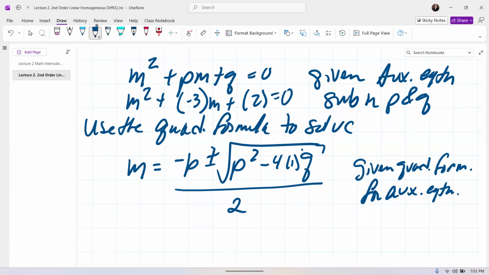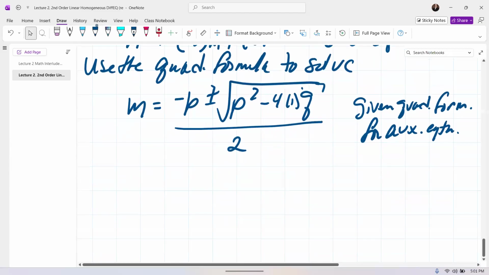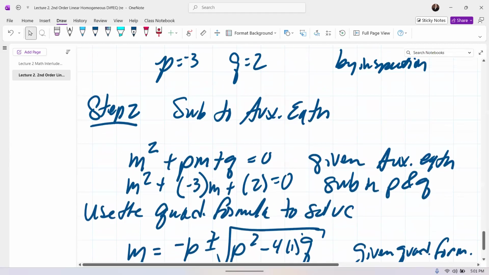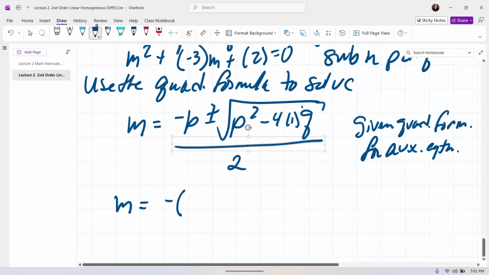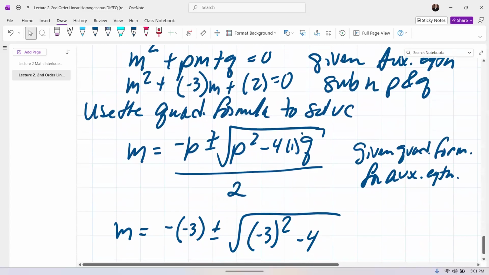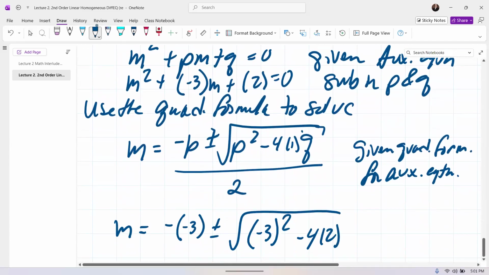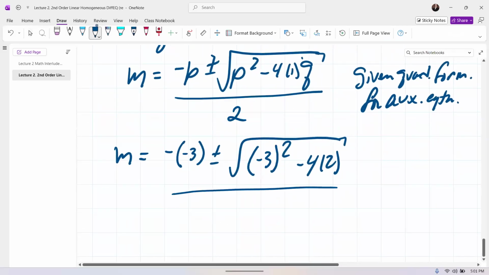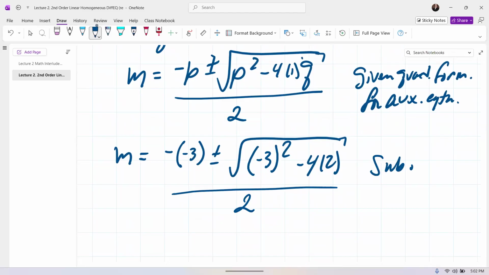Okay, now what we need to do is substitute in P and Q. So we're going to do it. m equals negative, what was P? P is -3, negative of -3, plus or minus square root of -3 squared minus 4. We can drop the 1, and Q was 2. Double check. Yes, 4 times 2. I substitute that in. All over 2a, which is just going to be 2. So this is sub in P and Q.